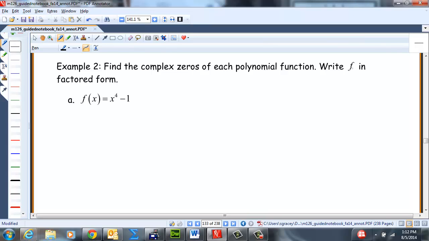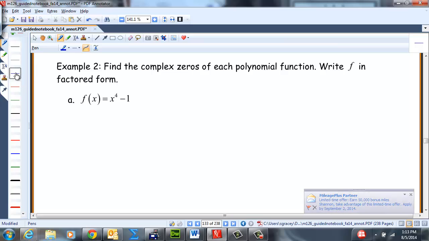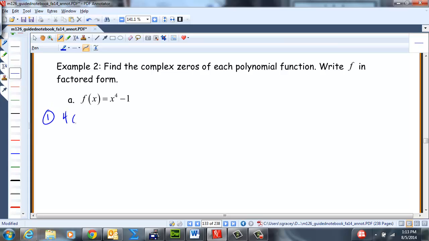Find the complex zeros of each polynomial function and write f in factored form. So this time, instead of starting from the zeros and then multiplying everything out, we will start from the polynomial in standard form, or general form, and we will be writing it in factored form. So here we go. So first step, there's going to be four complex zeros because the degree of the polynomial is 4.